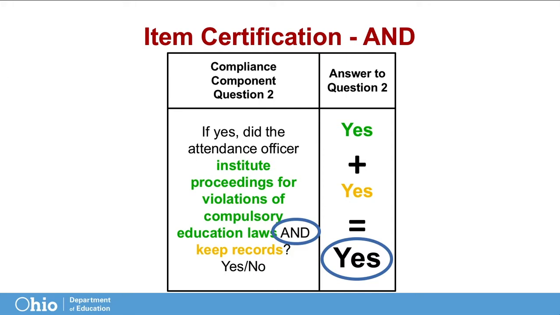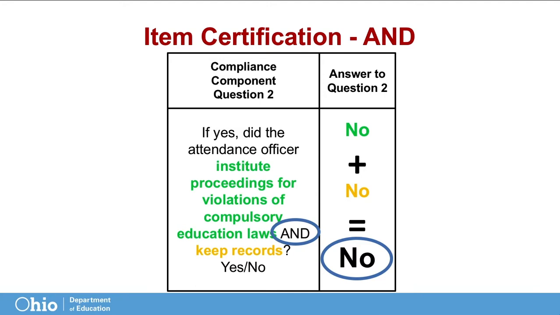A yes to the first part of the question and a yes response to the second portion of the question results in an overall question 2 response of yes. In this case, you would enter yes in the answer to question 2 cell. If the response is yes to both singular questions within the component question, then the certification determination is compliant for this item. If both responses to the question are no, then the overall response to the component question is no. And if either part of the question has an answer of no, then the final response for that cell is no.